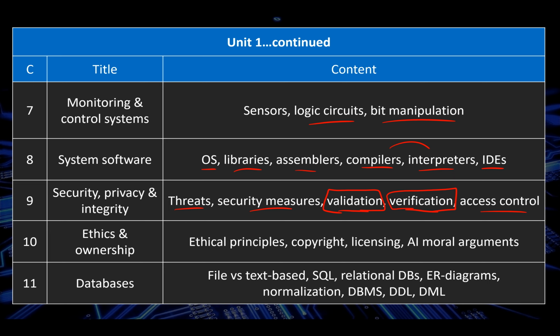Of course, not all users should have complete access over the whole system. Then, ethics and ownership: different ethical principles, for example, talking about things like copyright. Talking about different licensing, for example open source, shareware, freeware, commercial licensing. Then also talking about some moral arguments about AI, or artificial intelligence. Then finally, again, this is just unit 1, this is all the theory.